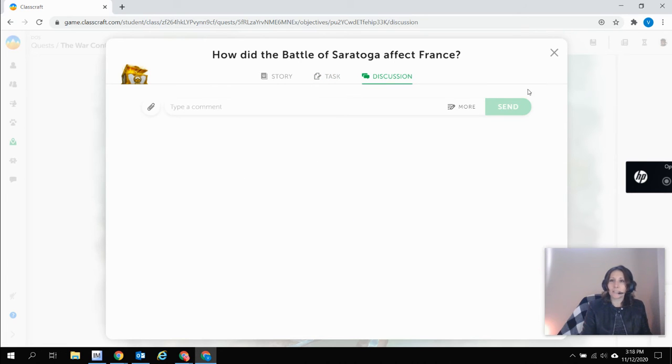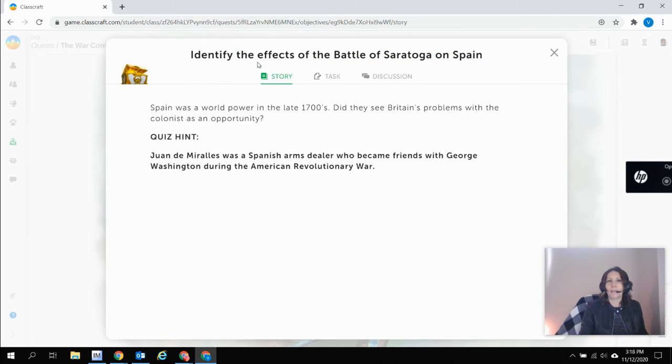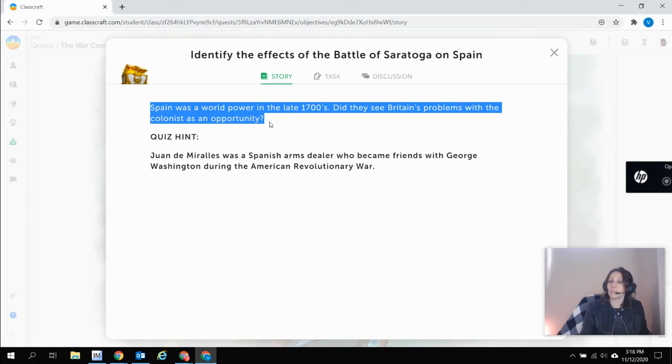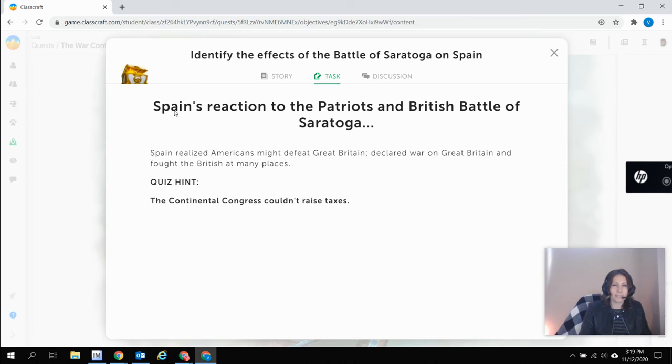You also can talk to your classmates in here if you have questions, and then it's usually going to give you a complete button. So it's going to take you to each of these tasks. The second one is identify the effects of the Battle of Saratoga on Spain. Please take the time to read this because I didn't write it for my own jollies. You have to take the time to study and set your mind up to receive this information. So our task: did Spain do anything? Yes, Spain also realized that Americans might defeat the British, and so Spain declared war on Great Britain and fought them in many places.